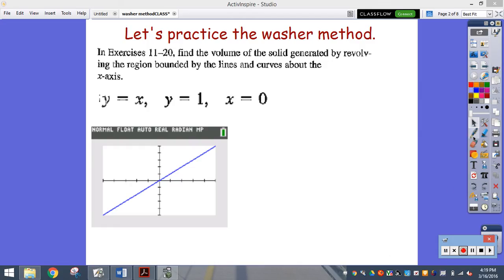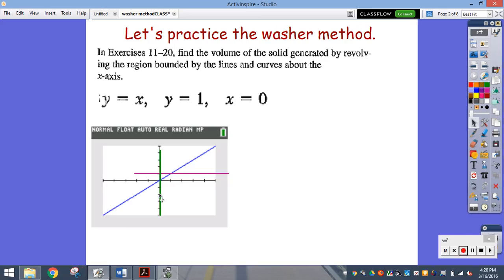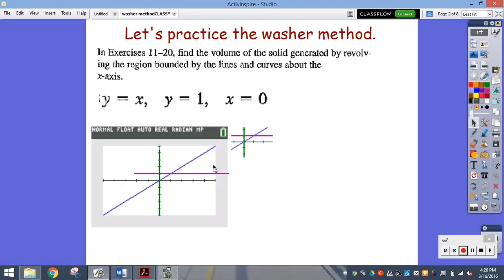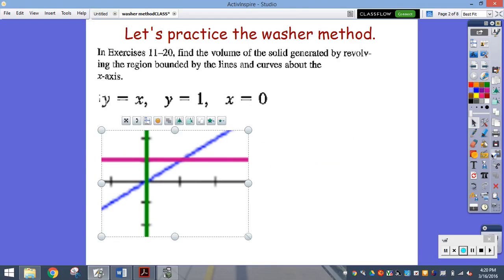And once I have that graphed, I'm also going to include my two other curves that are bounding my area. So y equals 1, that will be a horizontal line passing through 1 on the y-axis. And then x equals 0, that's a vertical line passing through 0 on the x-axis, which is basically the y-axis. And so if I'm just looking at the region bounded by those three lines, it's this little tiny region here. Take a snapshot of that and make that bigger. And so my region is actually really small. It's just inside of here.